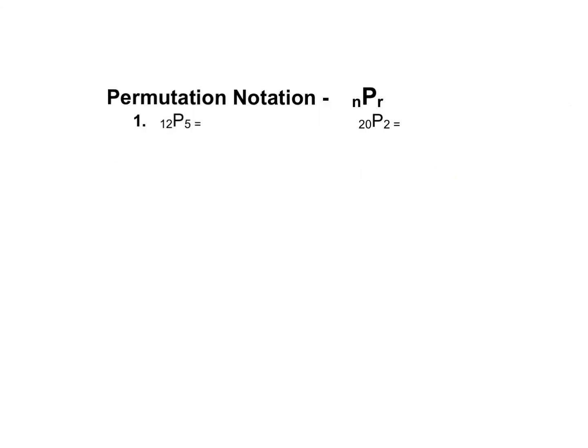All right, now we're going to take a look at permutation notation. So let's go ahead and label this. This n, you want to put this in your notes, represents the total number. And then this r represents the number you want to arrange.